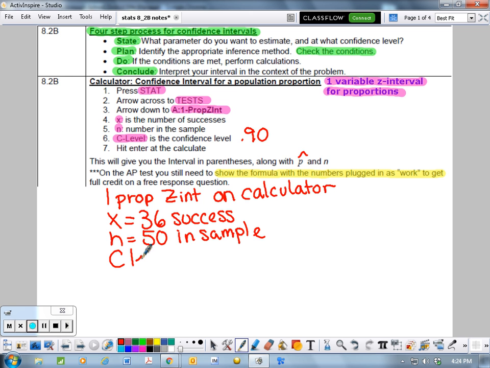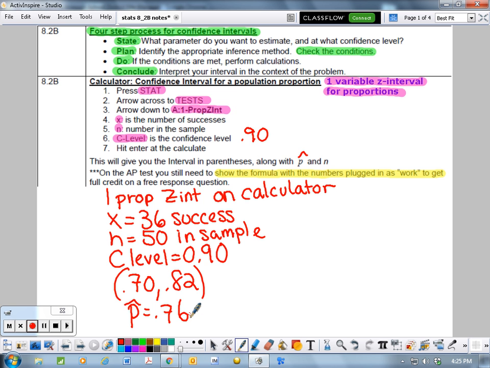C level 0.90. And then you have to report back what it says. Okay, my confidence level is 0.70 to 0.82. And then you have to tell me that P hat is really 0.76. And that, actually, that's not right. That'd be 0.72. But again, I'm just making up numbers and I'm showing you how you'd write it down.